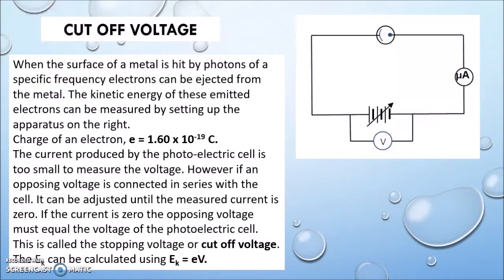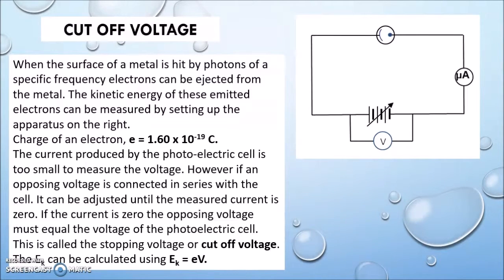Now, one of the problems with the photoelectric cell is that it's very hard to measure its voltage because it doesn't produce a very high current. The way we can measure its voltage is we shine light on the photoelectric cell and place a power supply with a voltmeter across it in series with the cell.